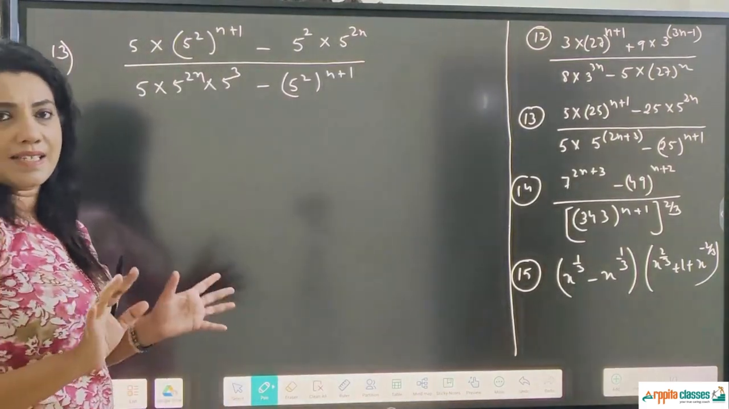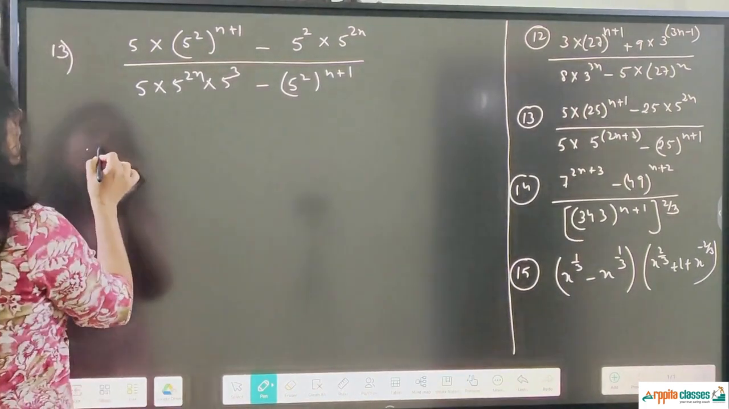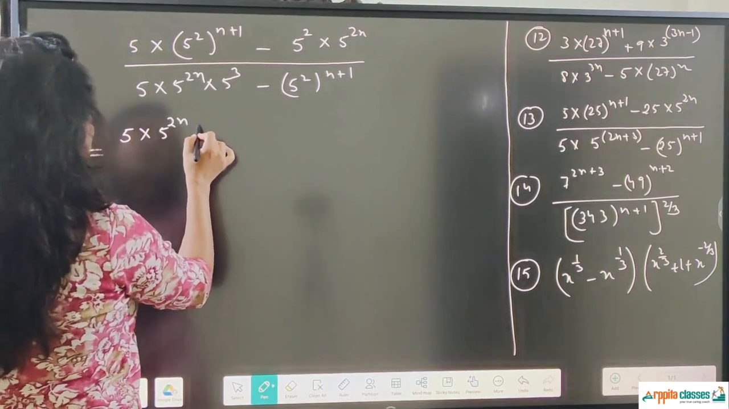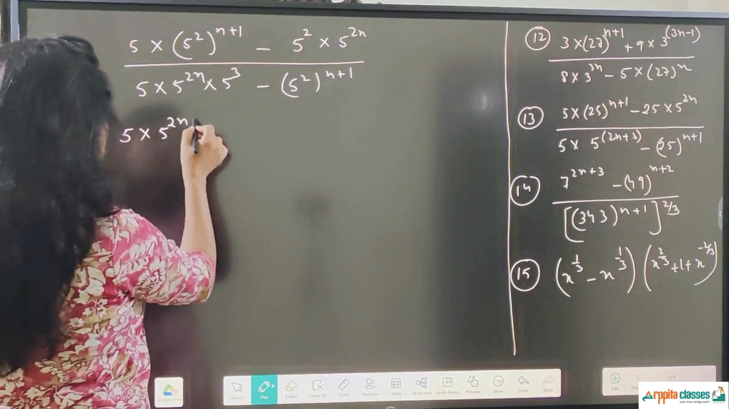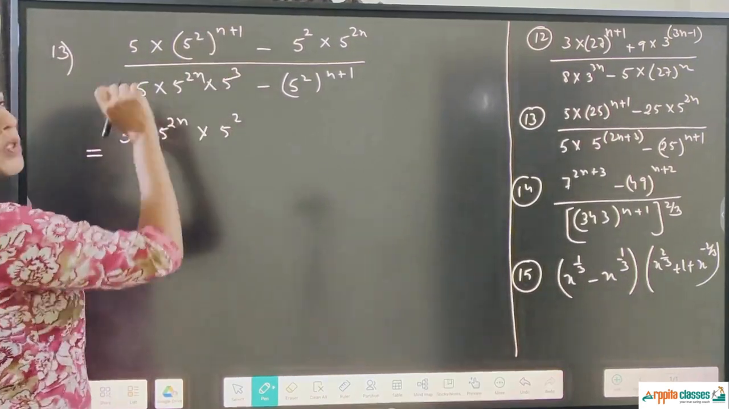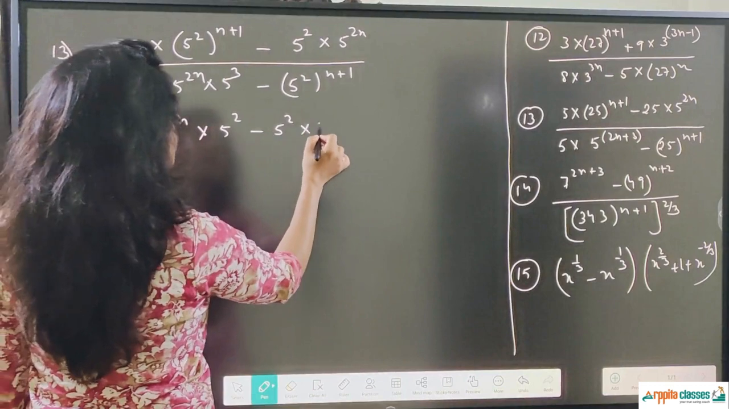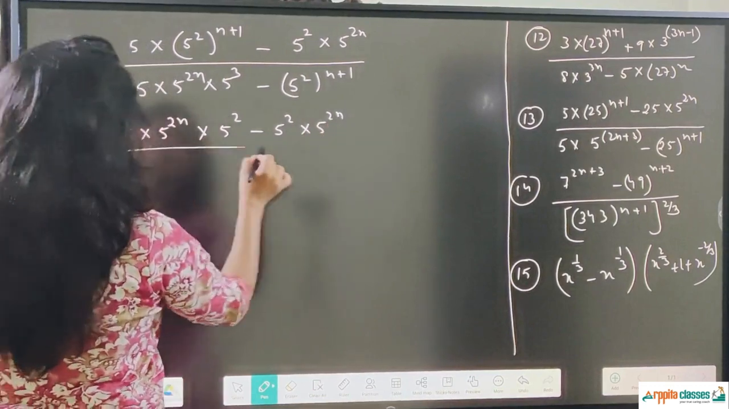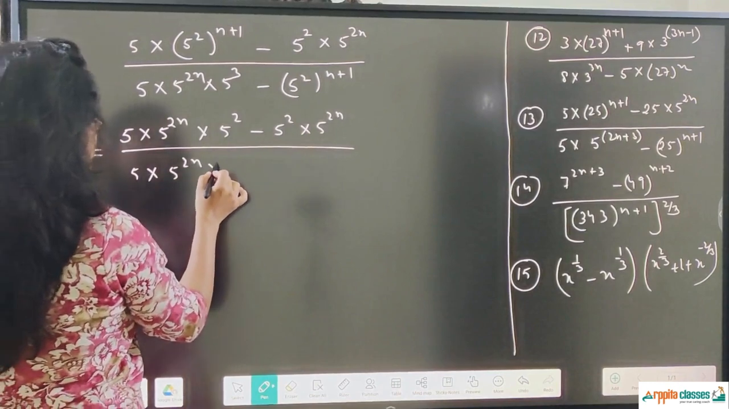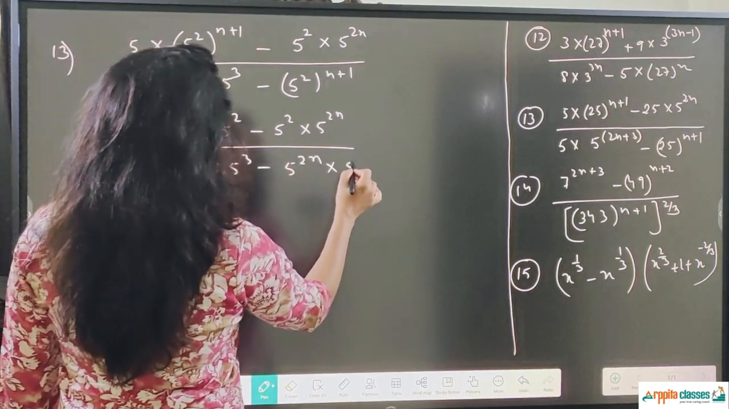I hope everyone is understanding. Now I am doing the same, using the same concept everywhere. So now this is equal to 5 into 5 to the power 2n into 5 to the power 2. This is 2n plus 2, so that can be split up again. Minus 5 square into 5 to the power 2n, divided by 5 into 5 to the power 2n into 5 cube, minus 5 to the power 2n into 5 to the power 2.